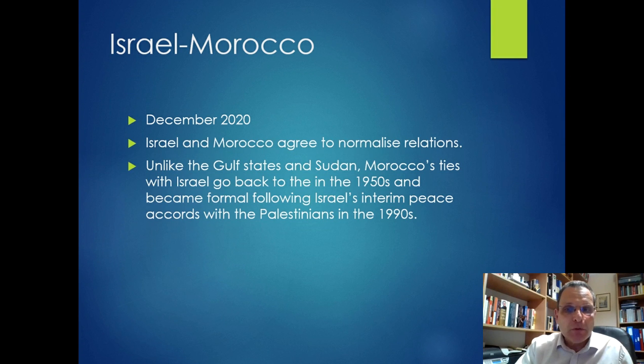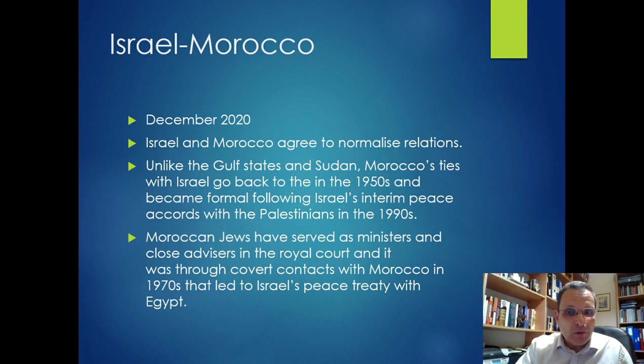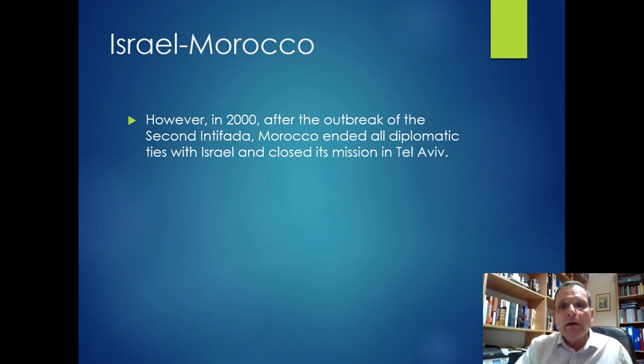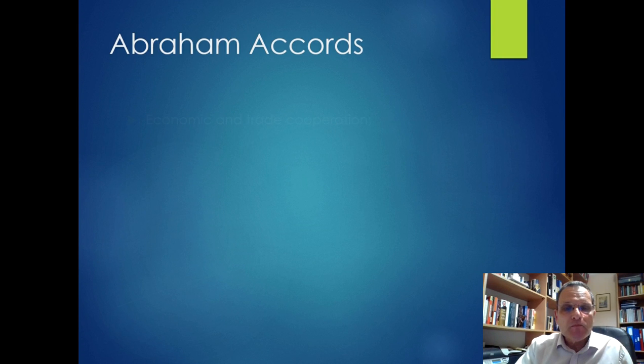Unlike the Gulf states and Sudan, Morocco's ties with Israel go back to the 1950s and became formal following Israel's interim peace accords with the Palestinians in the 1990s, following the Oslo Accords. Moroccan Jews have served as ministers and close advisors to the royal court in Morocco, and it was through covert contacts with Morocco in the 1970s that led to Israel's peace treaty with Egypt. However, in 2000, after the outbreak of the Second Intifada, the Al-Aqsa Intifada, Morocco ended all diplomatic ties with Israel and closed its mission in Tel Aviv. And as I said, in late 2020, Morocco changed course and decided to join the other three Arab countries to sign a normalization agreement with Israel.